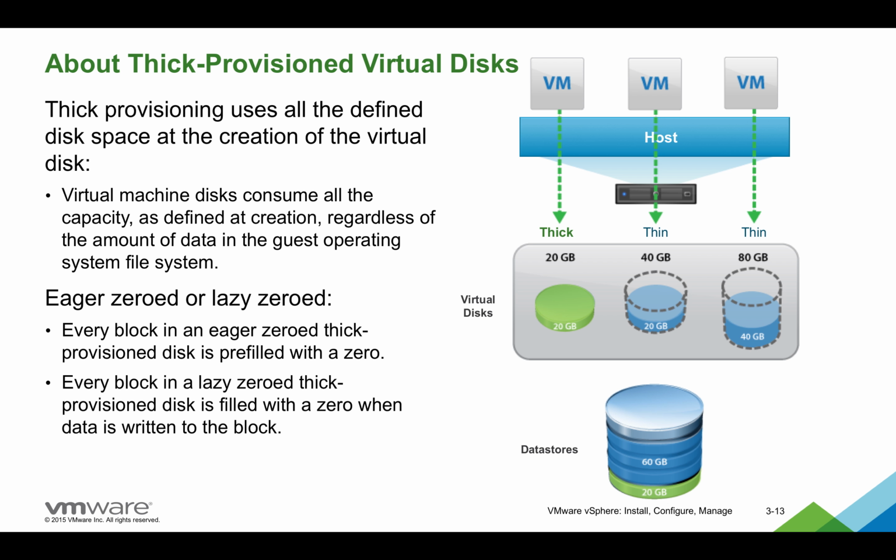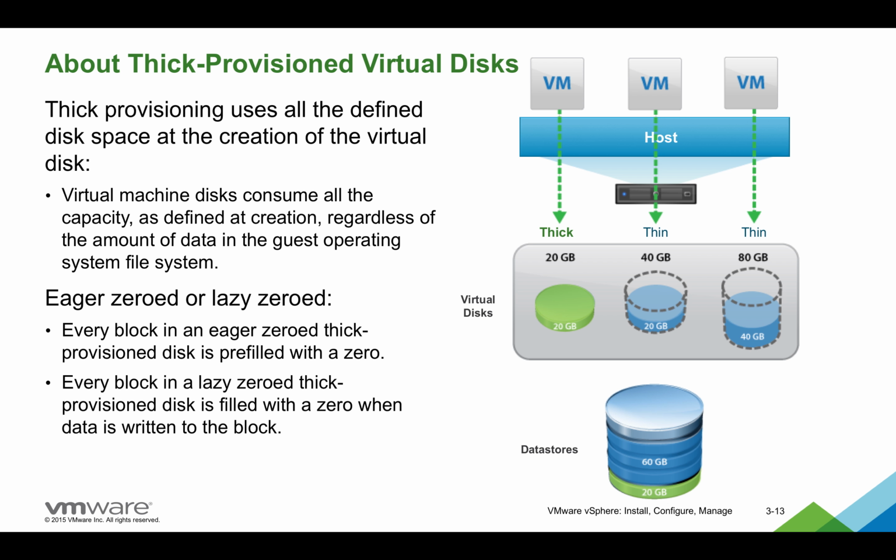There are two ways to do this. You have eager zeroed or lazy zeroed. Every block in an eager zeroed thick provision disk is pre-filled with a 0. Every block in a lazy zeroed thick provision disk is filled with a 0 when data is written to the block.